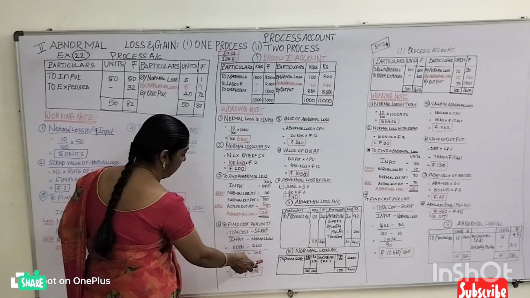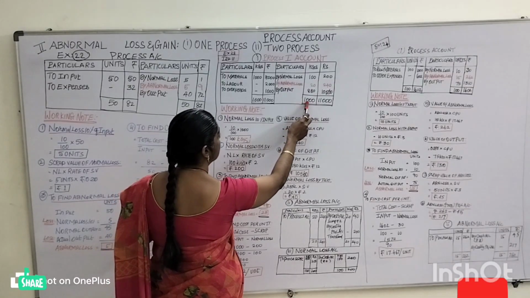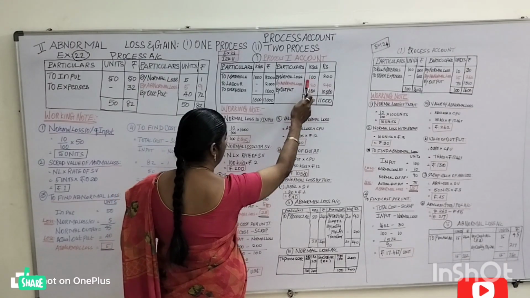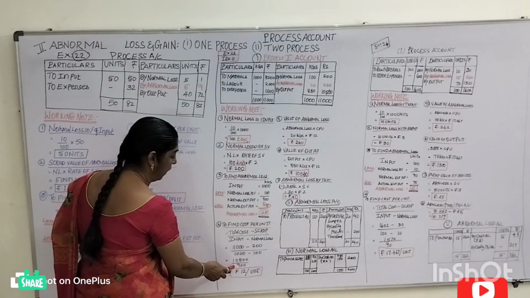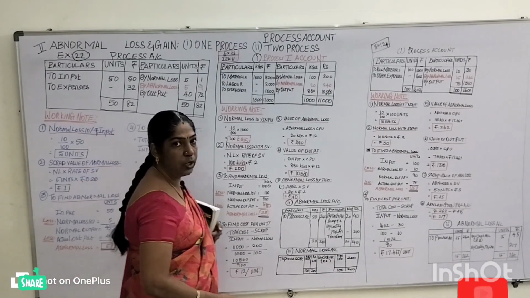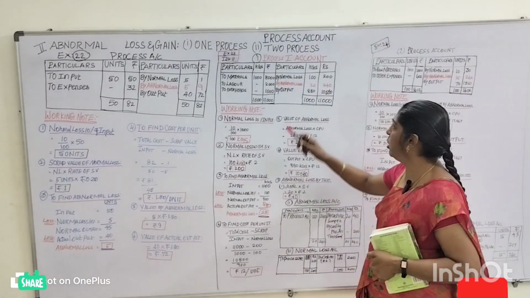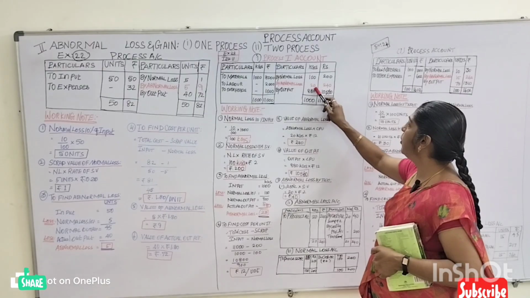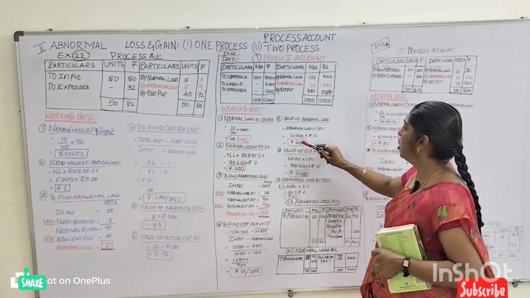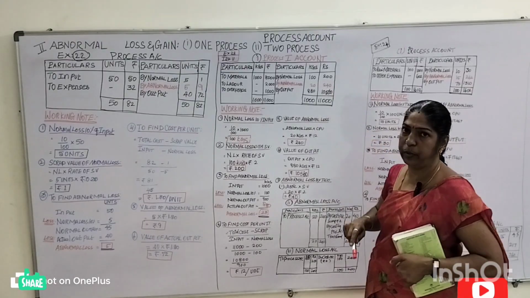You will get 10,800 rupees divided by input minus normal loss. Input how many kgs? 1000 kgs minus normal loss 100, you will get 900 kgs. After dividing you will get 12 rupees per unit. What is the cost per unit? 12 rupees. From the 12 rupees only you can find out the abnormal loss of 20 kgs. So 20 kgs into 12, you will get 240 rupees.